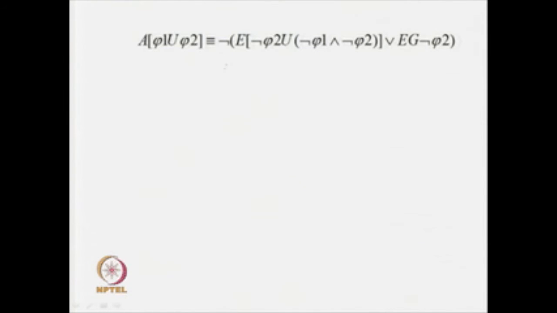It says the negation of this whole formula: there does not exist a path, not of phi 2 until the conjunct not of phi 1 and not of phi 2, or E G not of phi 2. Okay, till now we have discussed some equivalent formulas, and by looking at the construct of the equivalent formula, it is apparent that they are indeed equivalent and we can very well explain it also.